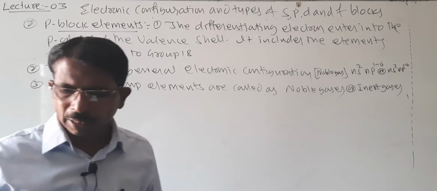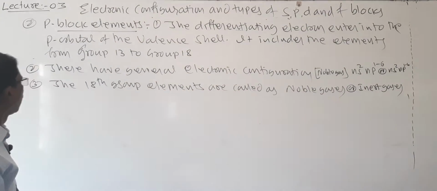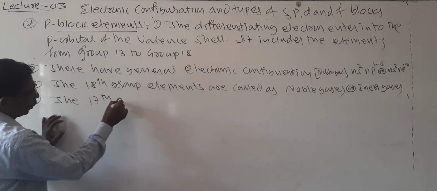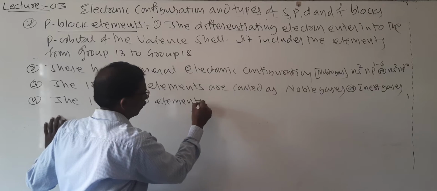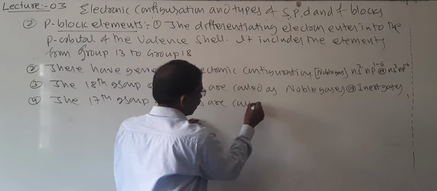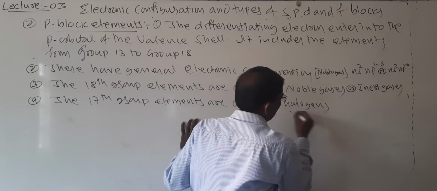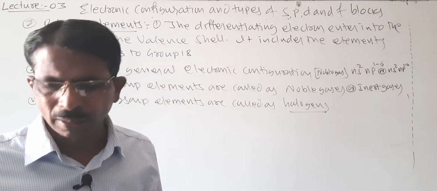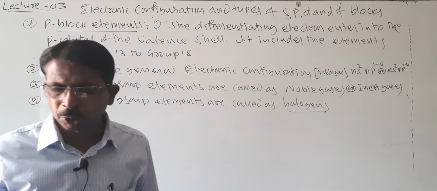So these are called as noble gases or inert gases. Then fourth one, the 17th group elements are called as halogens. Halo, salt forming, sea salt forming halogens, and these are highly reactive.